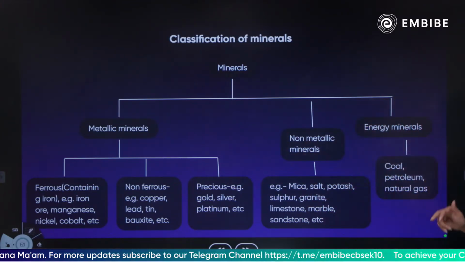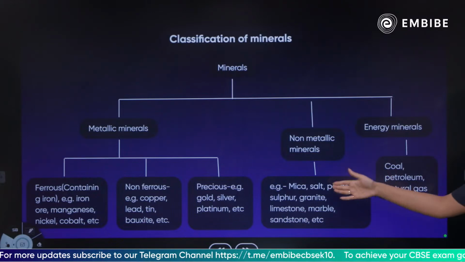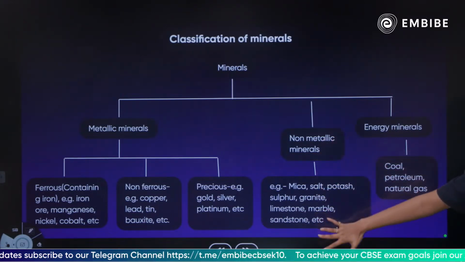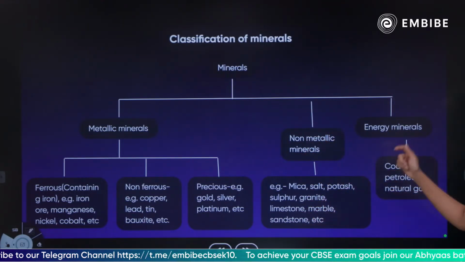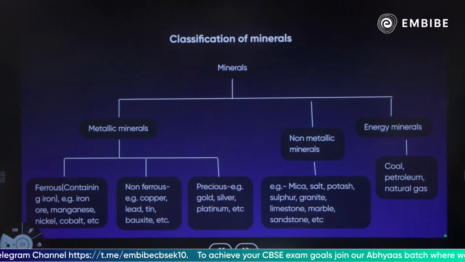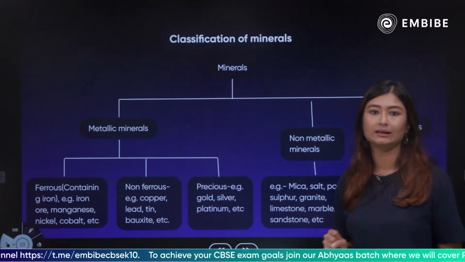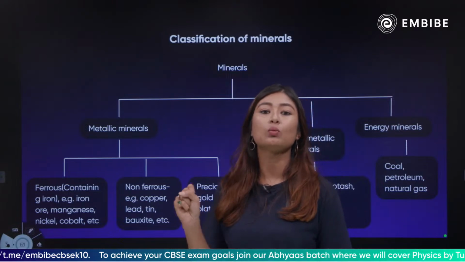Then you have non-metallic minerals like mica, salt, potash, sulfur, granite, which is not metallic. And then we have energy minerals, coal, petroleum, natural gas, जो हमें energy देती है. ठीक है? Example of stock is water.